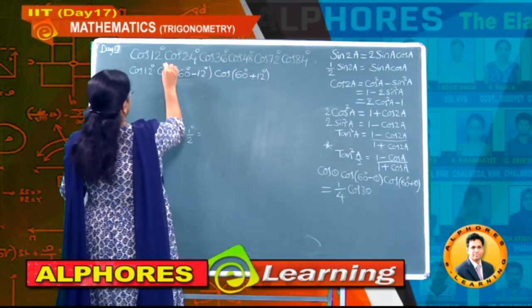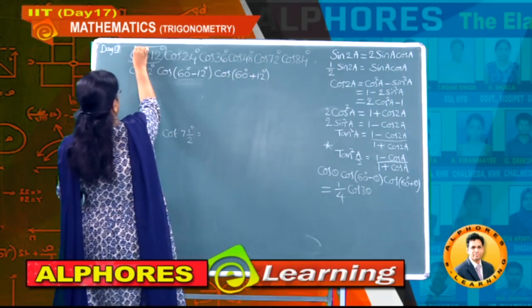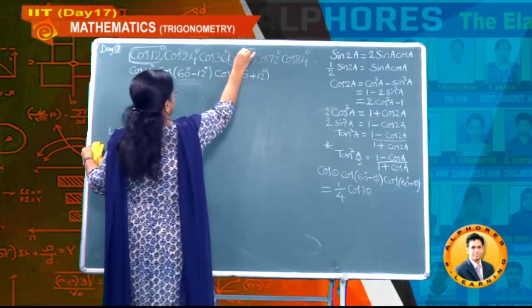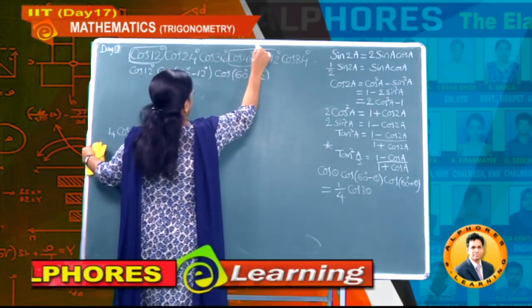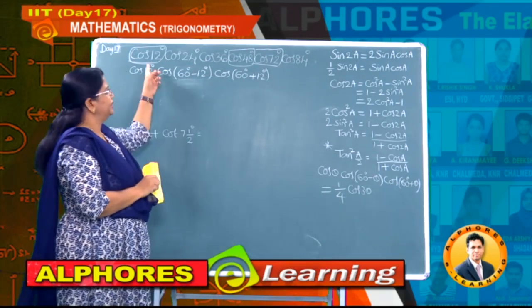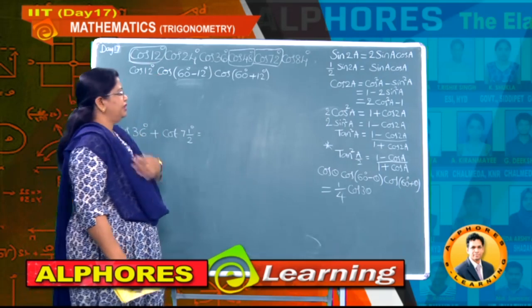So completely one set you got, and that is nothing but cos 12, and next value is cos 60 minus 12, and next other value is how much? 60 plus 12. Okay students, so for these three terms you got a combination.